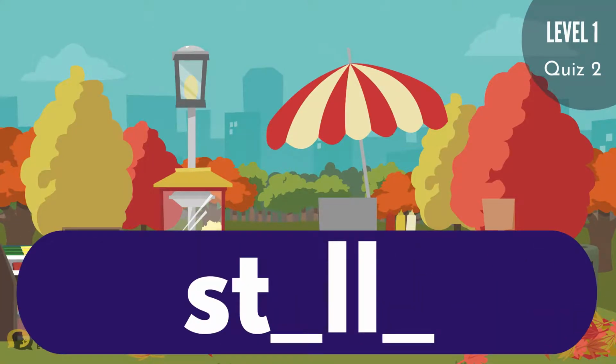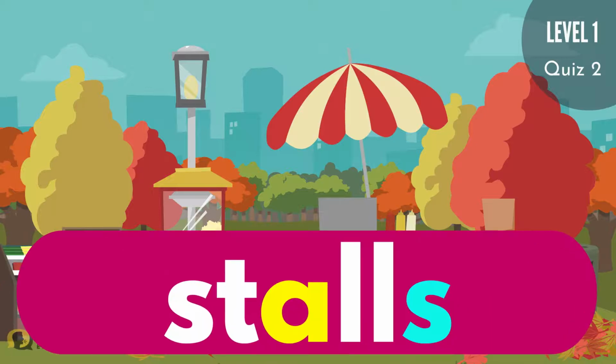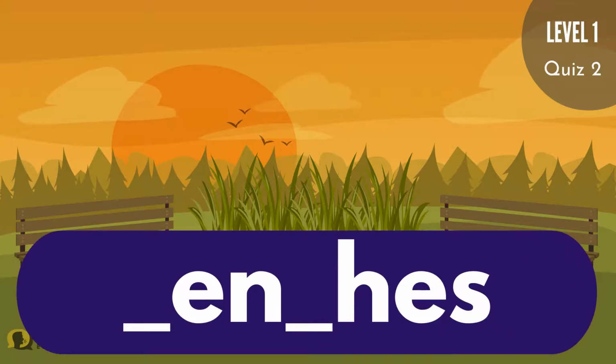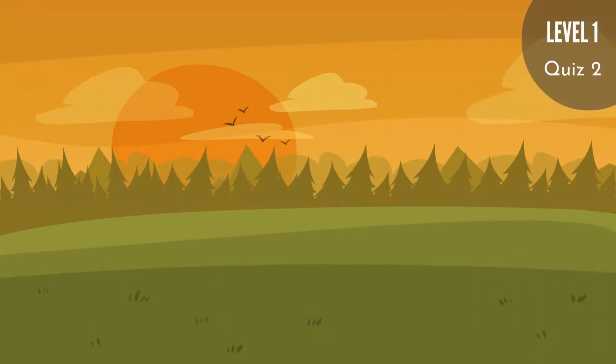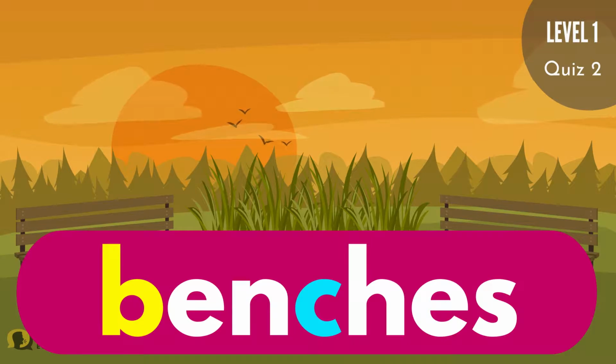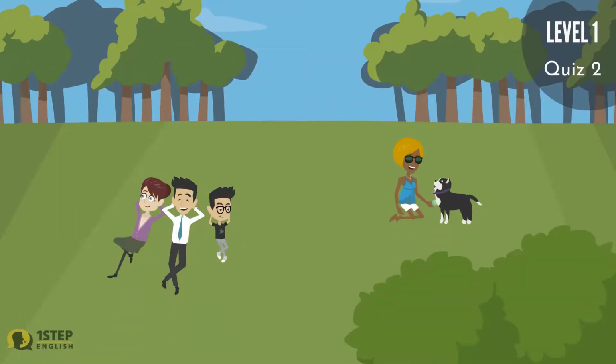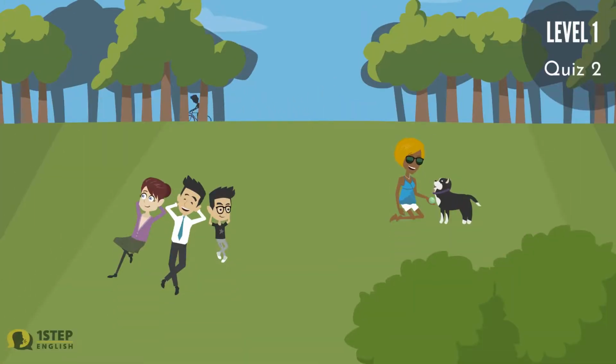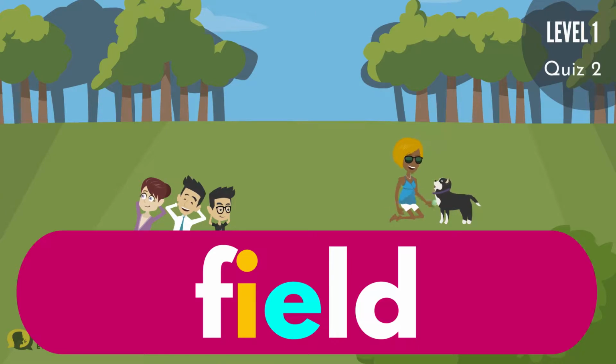Number 3. Stalls. The missing letters are A and S. Stalls. Number 4. Benches. The missing letters are B and C. Benches. Number 5. Field. The missing letters are I and E. Field.